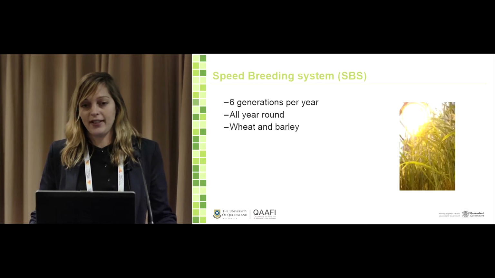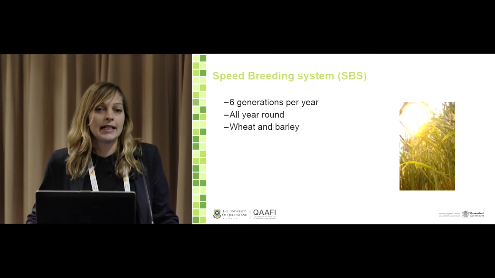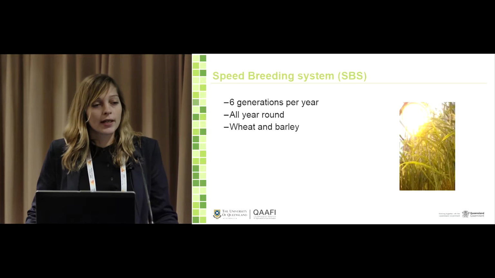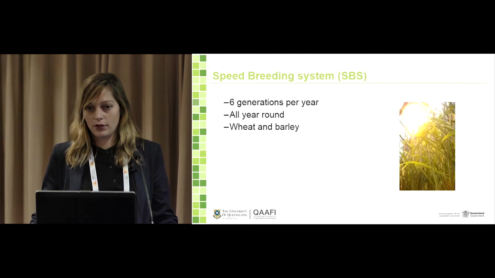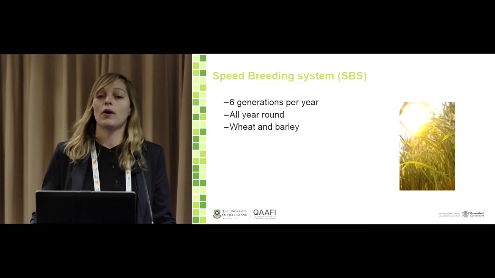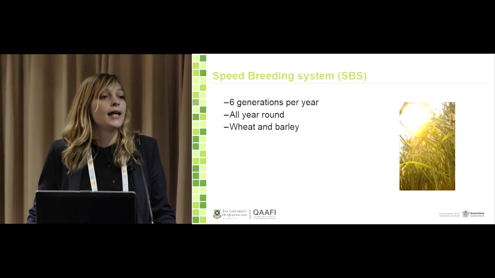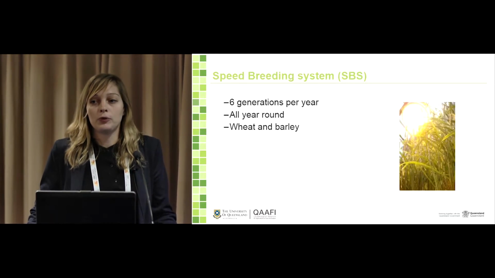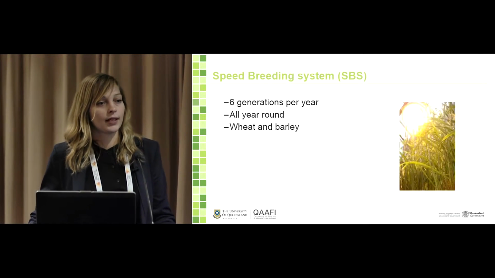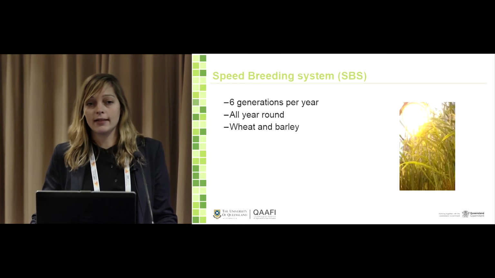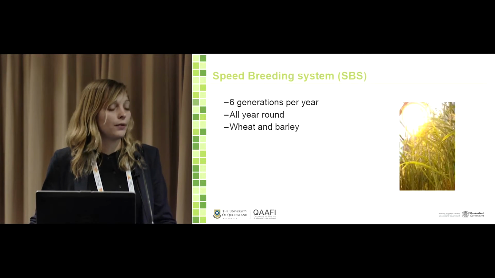To speed up the development of new cultivars. It's a platform based on controlled temperature and constant light, which means 24 hours of photoperiod. And it allows up to 6 generations of spring wheat per year. It's suitable for wheat and barley and all year round.